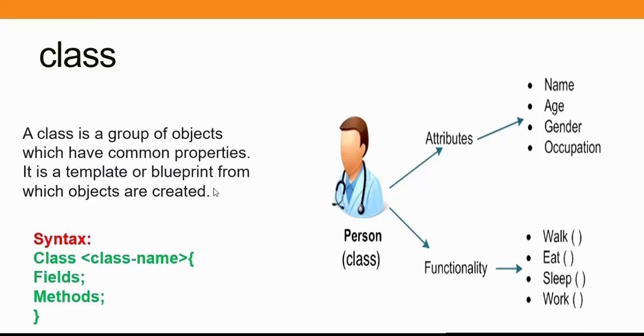When I say common properties, when it comes to the fruits, we can say the color of the fruit, the taste of the fruit, those are common properties, right? When I take a student as a class, they can have common properties such as student ID, department, student name. So class is a group of objects which can have common properties.